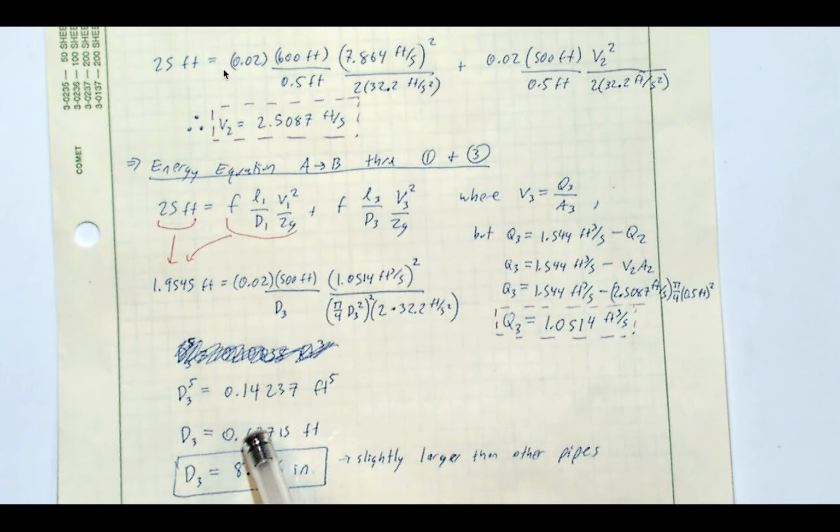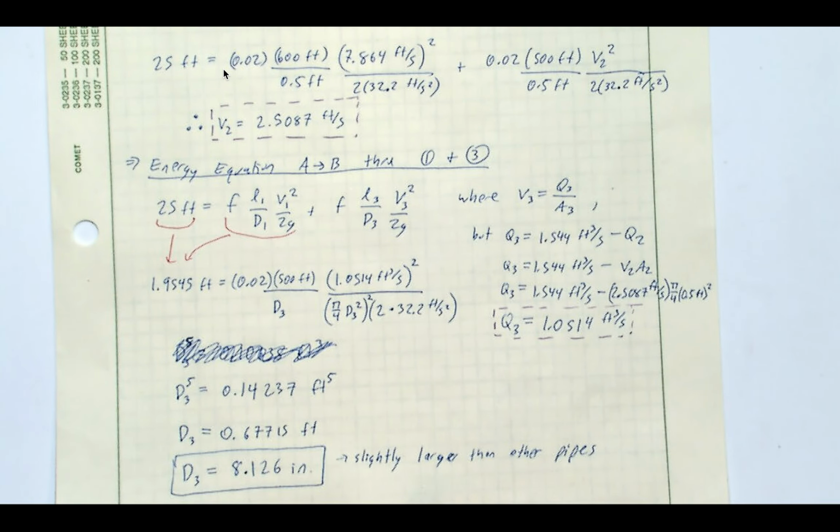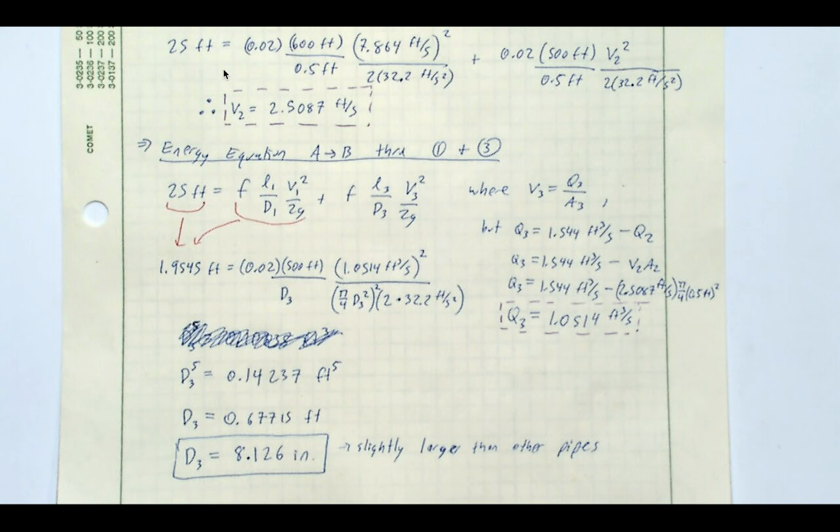And then take a fifth root, a 1/5 power here, to determine that the diameter of the third pipe needs to be about 2/3 of a foot, or a little bit over 8 inches. So it's a slightly larger pipe than the other pipes in the system, which were 6 inches. This new pipe needs to be 8 inches.